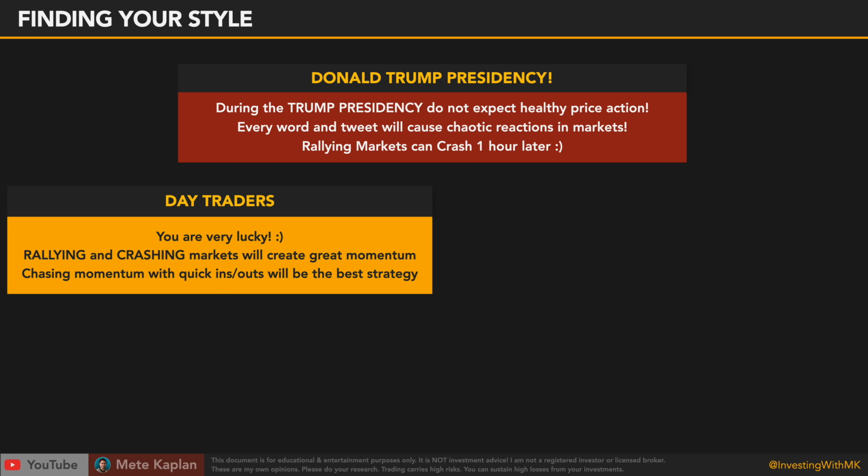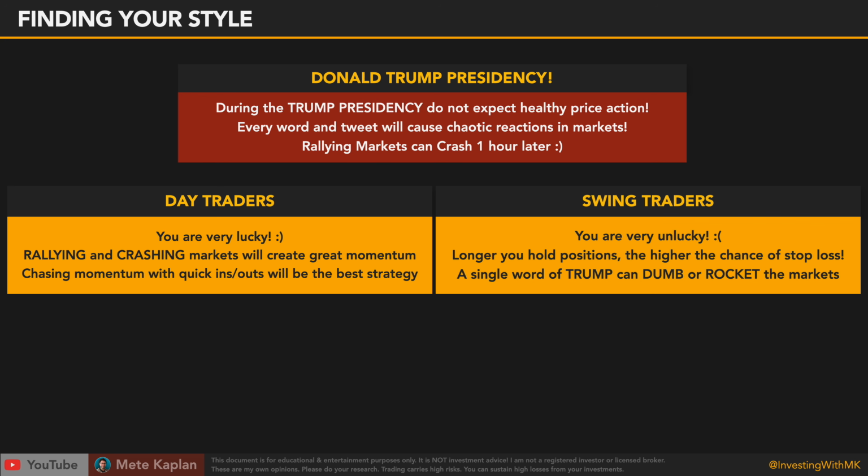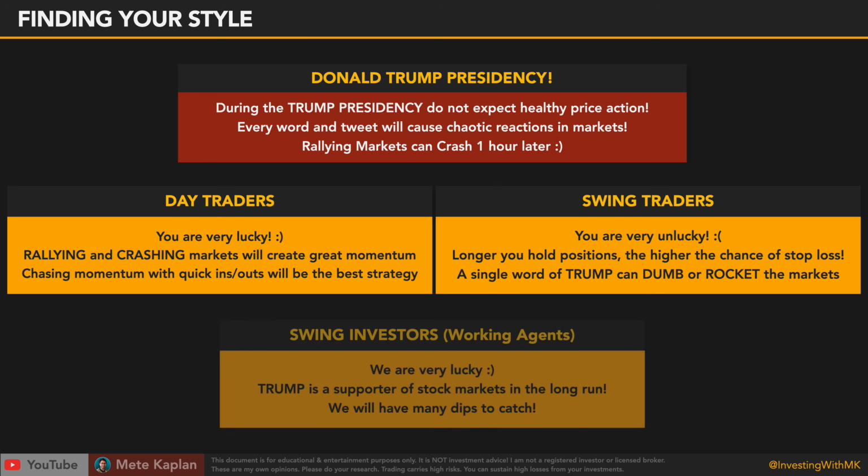Now, day traders, I think you are extremely lucky. We will have so much momentum and volatility to trade in the markets. Joining these rallies or crashes quickly, getting in and out, will be great for us. On the other hand, if you are a swing trader, it will probably be harder for you because the longer you hold a position with Donald Trump, the harder it is to manage, because you can be stopped out anytime.